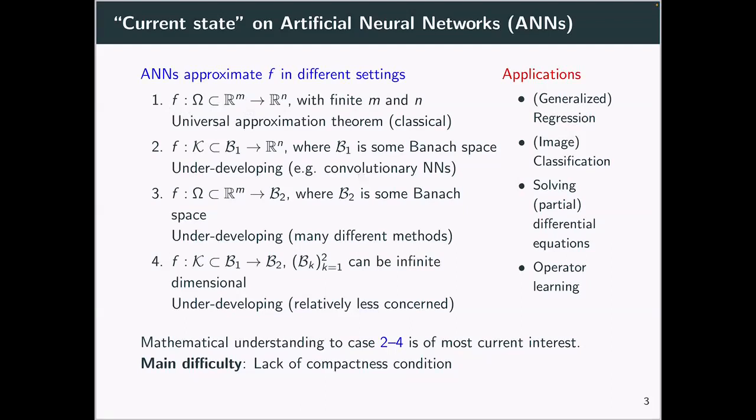For the second category, F is a map from an infinite dimensional space to a finite dimensional space. For instance, you can think of image classification, where the image can be considered an object in some infinite dimensional space if the image is a continuous function. And you try to classify the images, for instance, dogs and cats. Therefore, the mapping is to some real numbers.